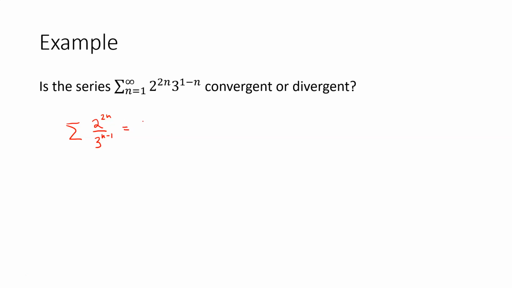Now let's look at 2 to the 2n as 4 to the n. And 3 to the n minus 1, I can look at as 3 to the n times 3 to the -1. So in fact the series is the same as 4/3 to the n times 3 to the -1 here in the bottom, which would be 3 to the +1 in the top.